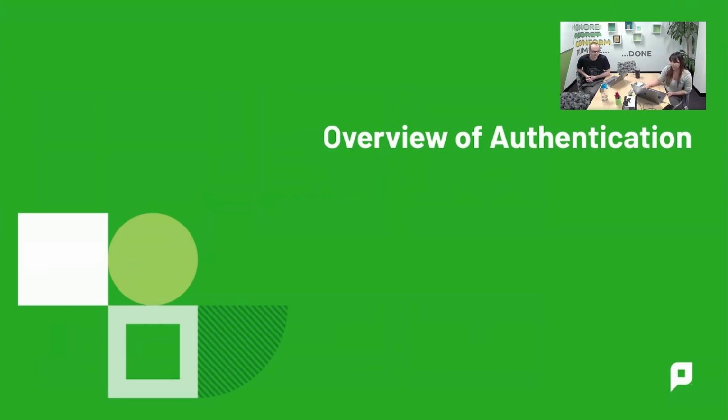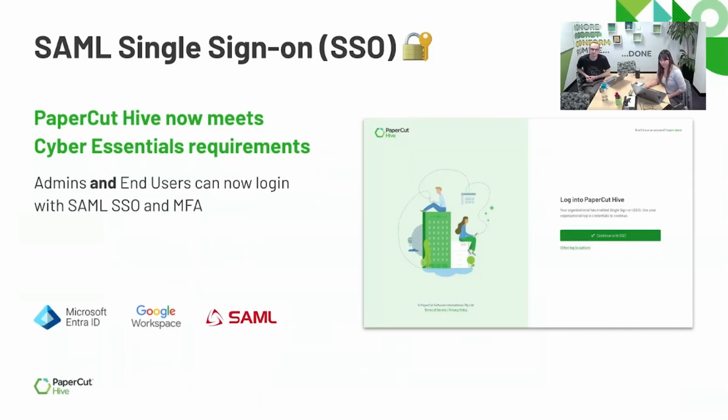All right, so we'll get into an overview of authentication. Admins and end users will now be able to log in with SAML single sign-on and MFA. This is important in EMEA because it means that PaperCut Hive will now meet the Cyber Essentials requirements.